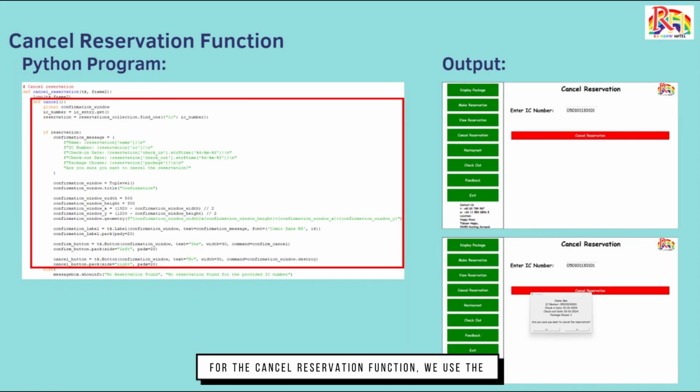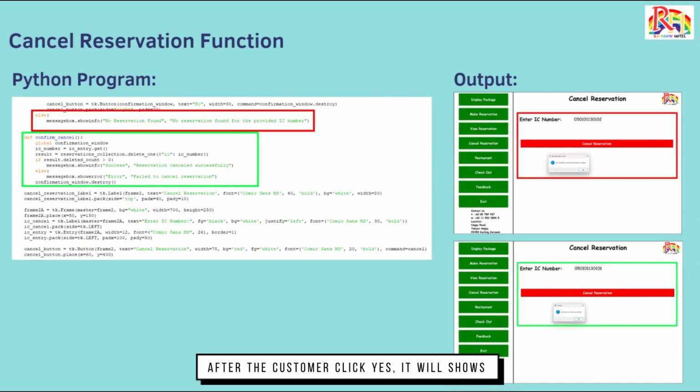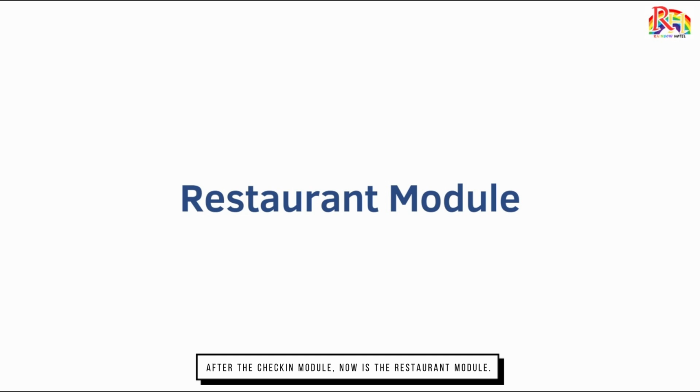For the cancel reservation function, we use the global command to make the variable confirmation window be modified outside the current scope. By then, the confirmation window will display for the customer to confirm their cancellation. After the customer clicks yes, it will show reservation cancelled successfully. Same as the view reservation, if the customer inserts the wrong IC number, it will show no reservation found for the provided IC number.